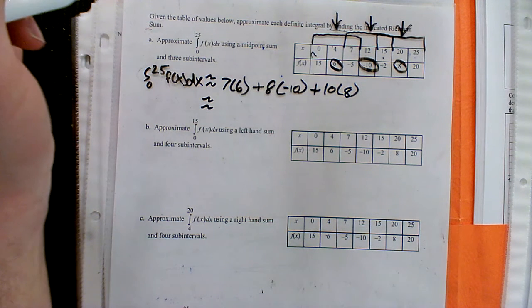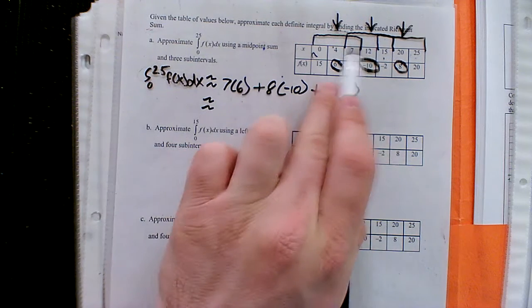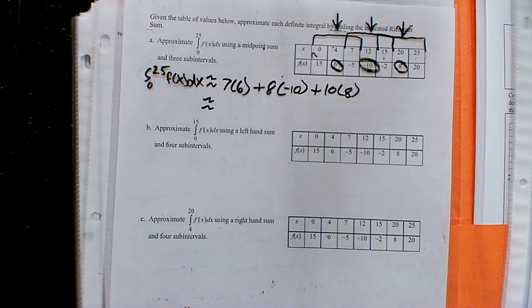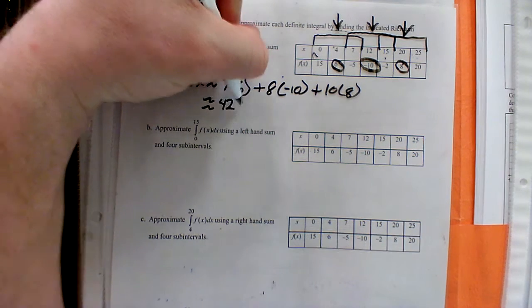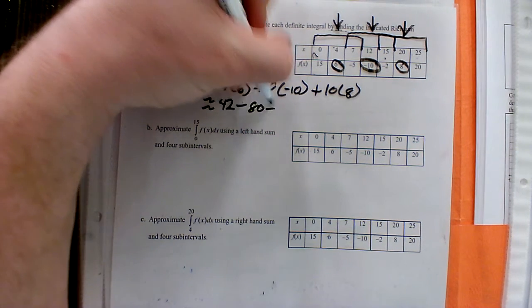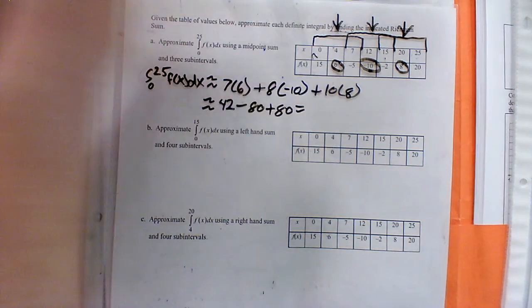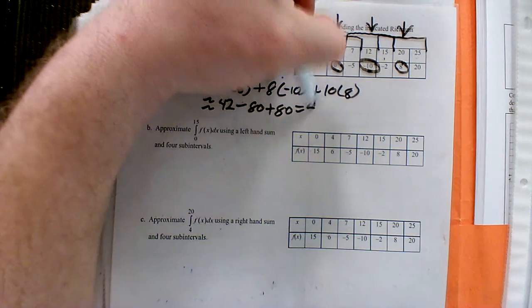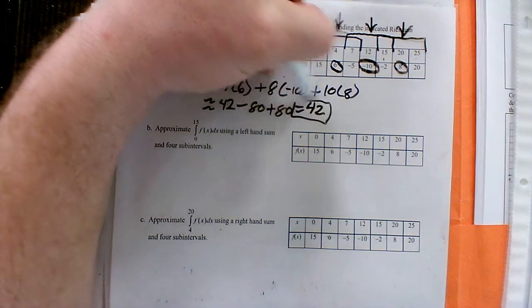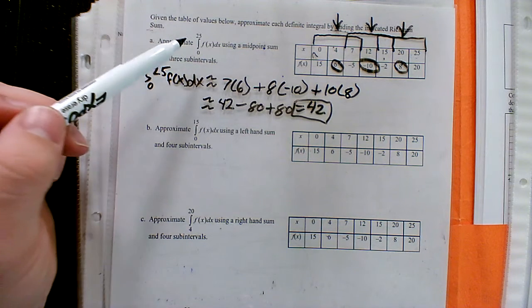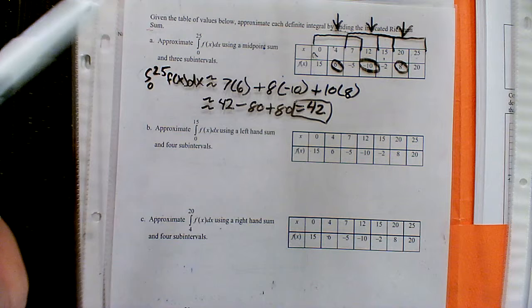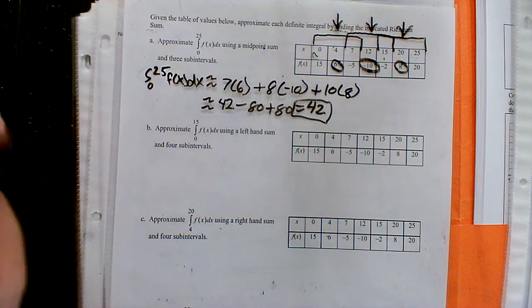Now I know this is looking at it in a way different from the graph, but do we understand again why we're overlapping and what those intervals are representing? Okay, so now to consolidate some terms here, we get 42 minus 80 plus 80. So our final answer, the approximation, is 42. That is the approximation using the midpoint for Riemann sums from 0 to 25 of this function given here.